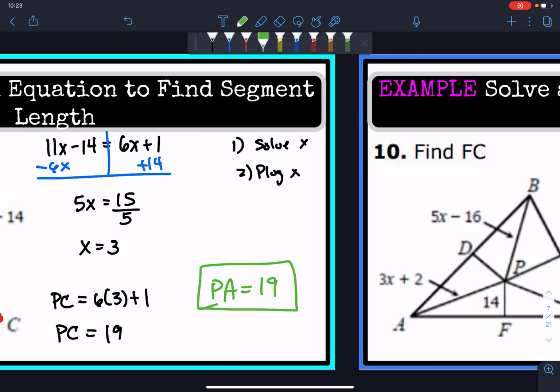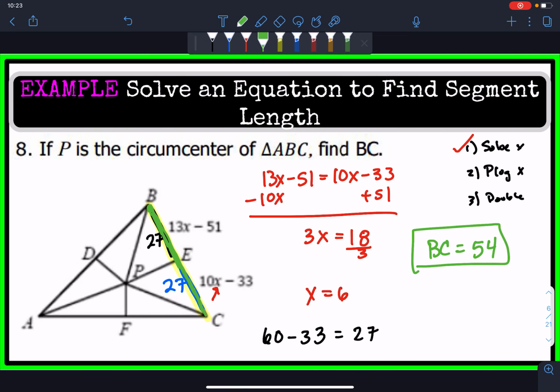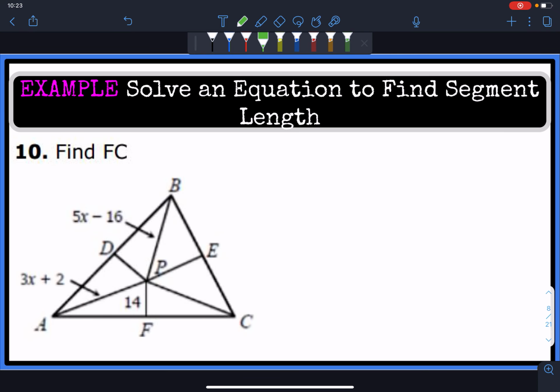Moving on to our third example, or I'm sorry, our 10th. This is now our 10th example, or third when we have to set up equations. Our third example about solving equations. Again, we're given the situation where we're trying to figure out the distance from F to C, right? So we want to know this distance from point F to point C.